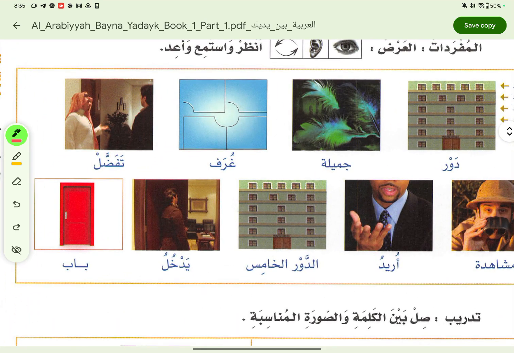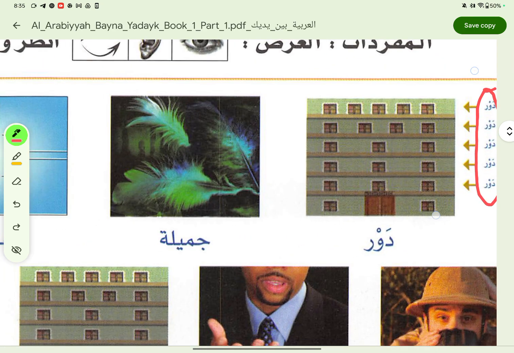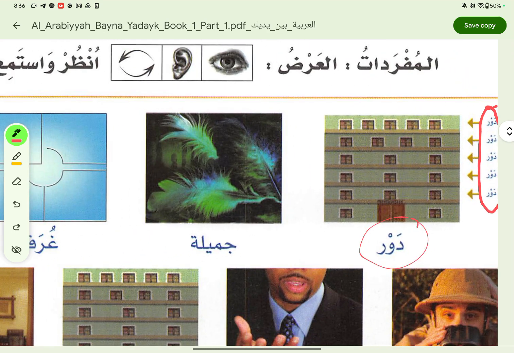Okay. So this here is essentially the dawr. Now we're going to start speaking about the different words, the different mufradat that we just learned here. So this here is the dawr al-awwal, dawr al-thani, dawr al-thalith. If you notice at the end here, the numbers of the dawr, and then you have the word dawr to refer to floor. So this is the floor number. So dawr al-awwal, dawr al-thani, dawr al-thalith, dawr al-rabi', dawr al-khamis, for example, right?